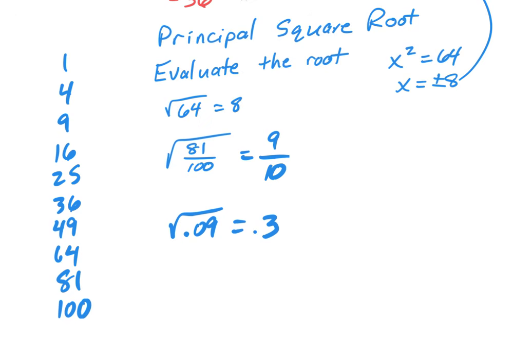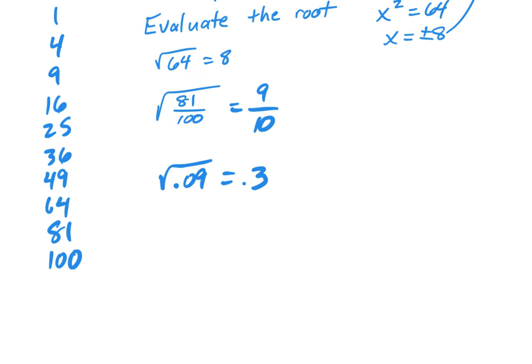Most of your calculators have a button that will transfer back and forth from fraction to decimal. If you don't know where that's at, I can show you. Graphing calculators definitely have that, and that's a pretty cool tool to have where you can change it from one to the other really quickly. Okay. Square root of 0.36.